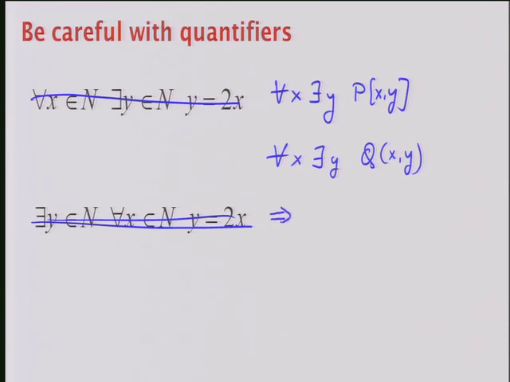Surely you should be able to say, for all x, there exists y, p of xy and q of xy. Does that look right to everybody? Right? Because if p of xy is true and q of xy is true, surely p of xy and q of xy is true, right?